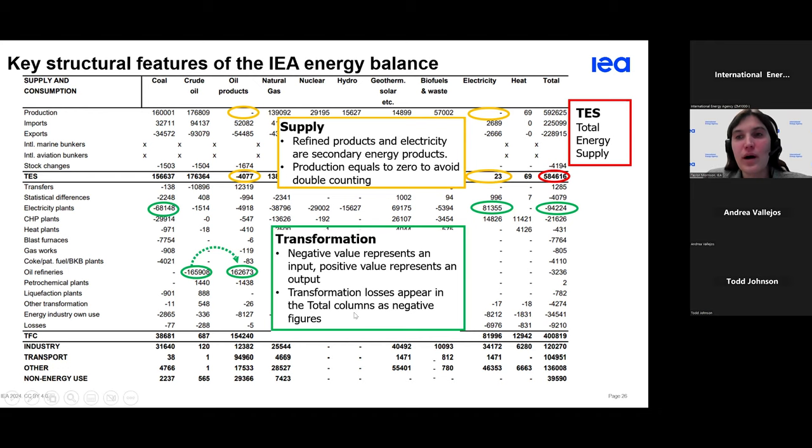This is a very important concept, and it's also very useful because in the total column, we have the sum of all transformation processes. So we can look at the total column to see the refinery losses for this particular transformation process. And another key component of the energy balance is in the total row, where we have total energy supply, which is a very important indicator for a country.